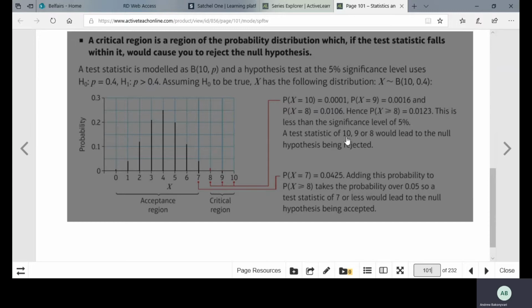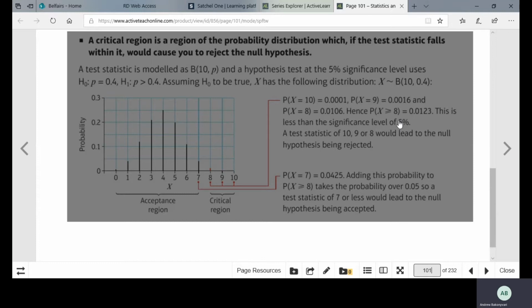So if this test statistic comes out as 8, 9, or 10 successes, then we can reject the null hypothesis. However, if we have a look at this, the probability that it's equal to 7 is 0.0425. So if we add it on to what we had before, that's going to take us above 5%. Because that is above 5%, it's not as unlikely to happen. So therefore, there is some probability that it will happen.